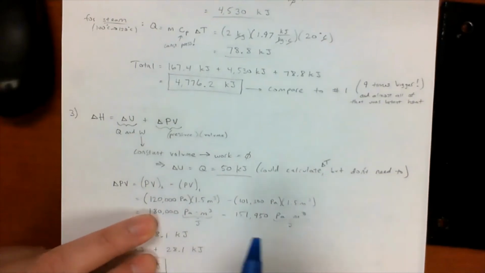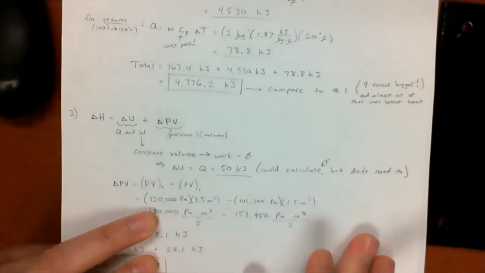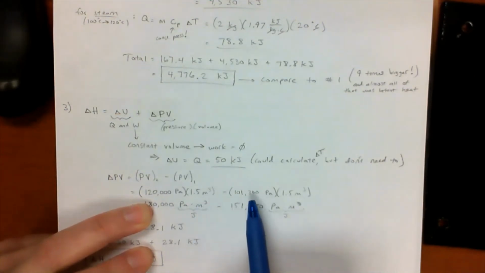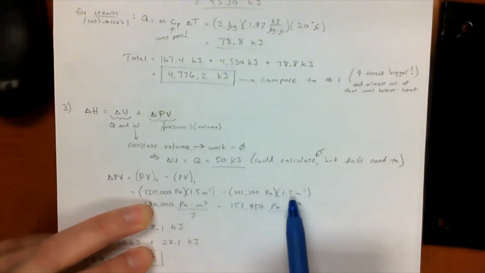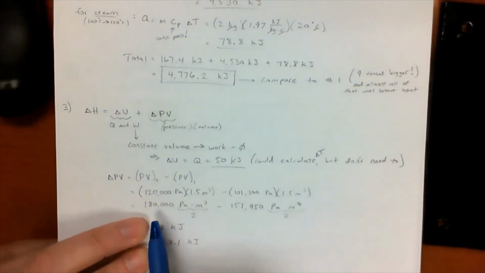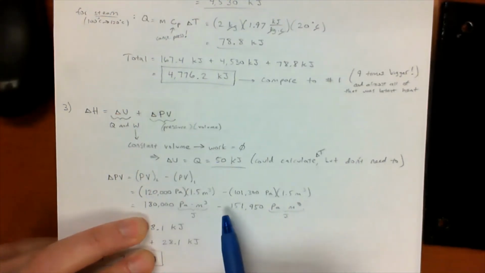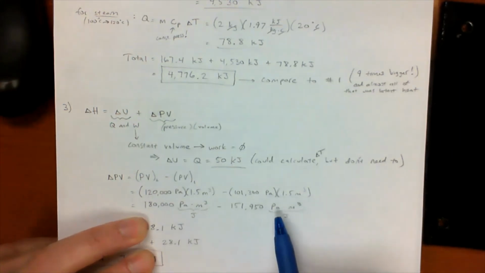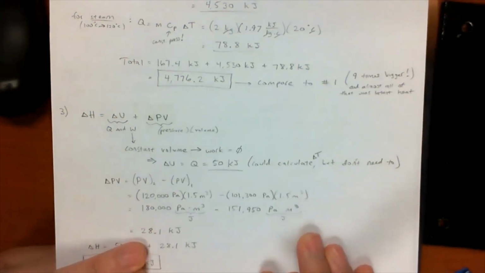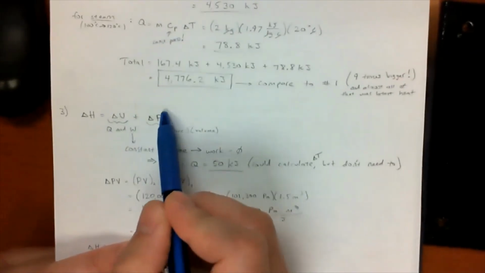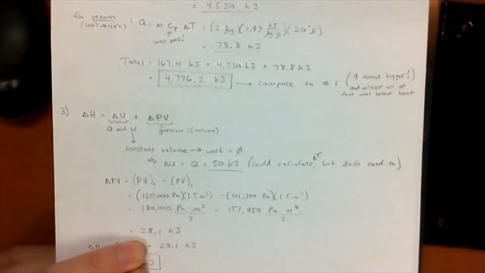So we take the pressure in pascals, because that's the base unit, times the volume at time 2, minus the pressure in pascals times the volume at time 1, and you end up with 180,000 pascals times meter cubed, which remember is a joule. That's at time 2, minus 151,950 pascals times meters cubed, which is also a joule. And you subtract that, and you end up with 28.1 kilojoules. So that is the second half of our change in enthalpy equation.